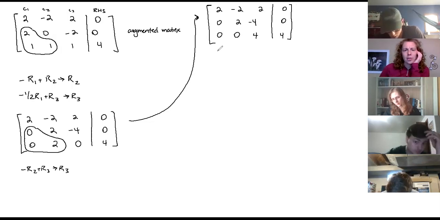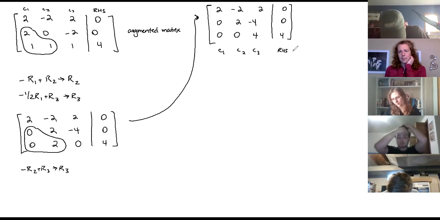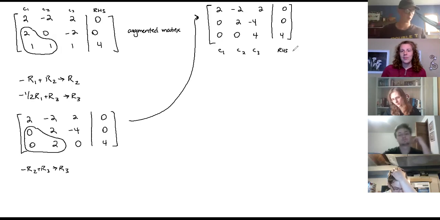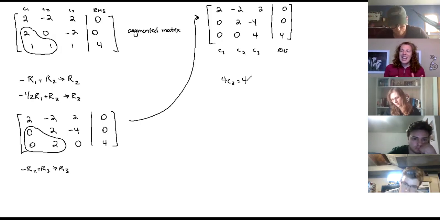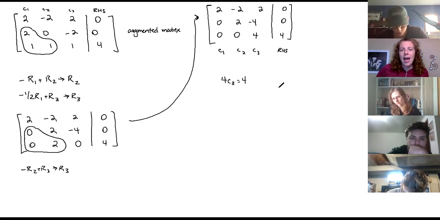And I'm writing my headings underneath instead of above because I don't think I have enough space above. C1, C2, C3, right-hand side. So I'm going to start at the bottom and work up, and hopefully this lets me find my coefficients. So the third row now turns into 4C3 equals 4. Technically, 0C1 plus 0C2 plus 4C3 equals 4. Basically, that gives me my value of C3. I can say that C3 equals 1. Yay, that's good. I have one of my coefficients.